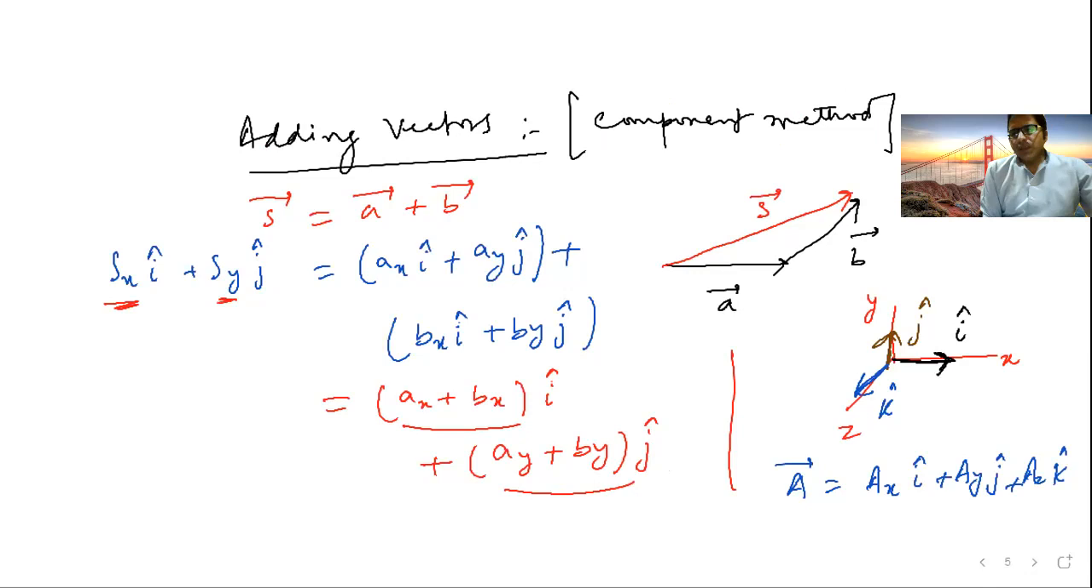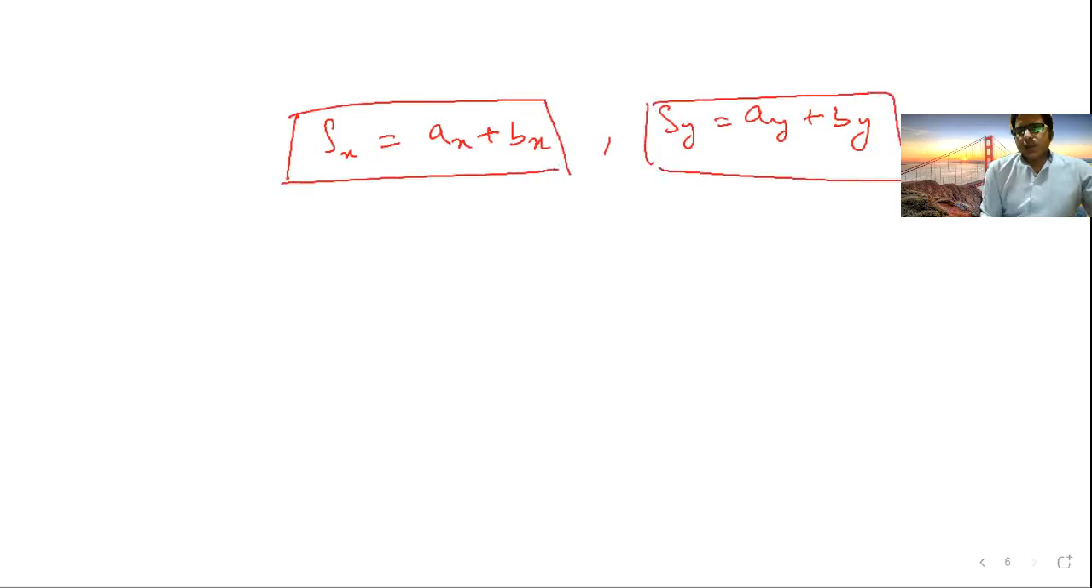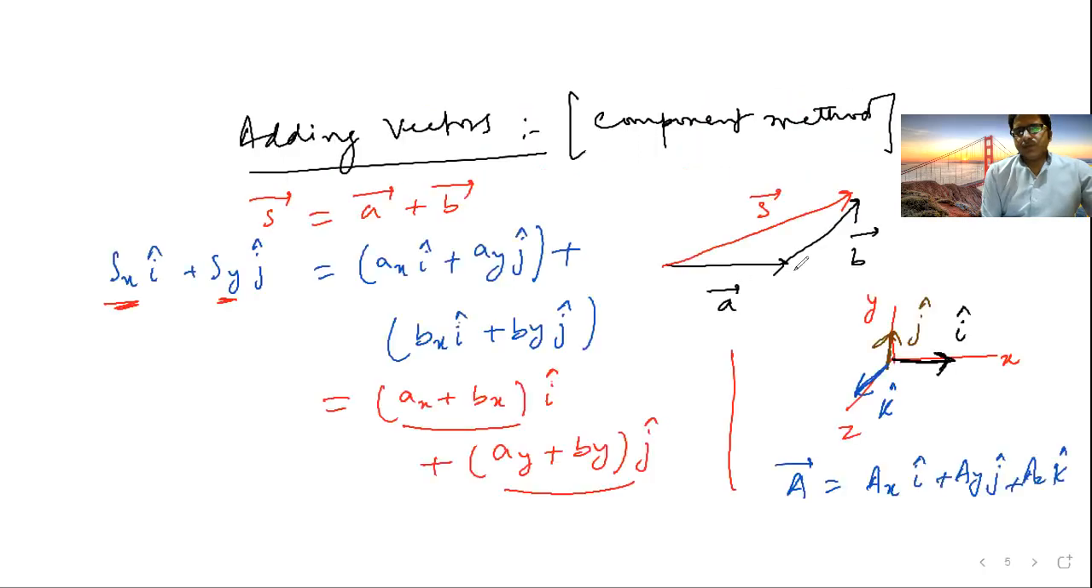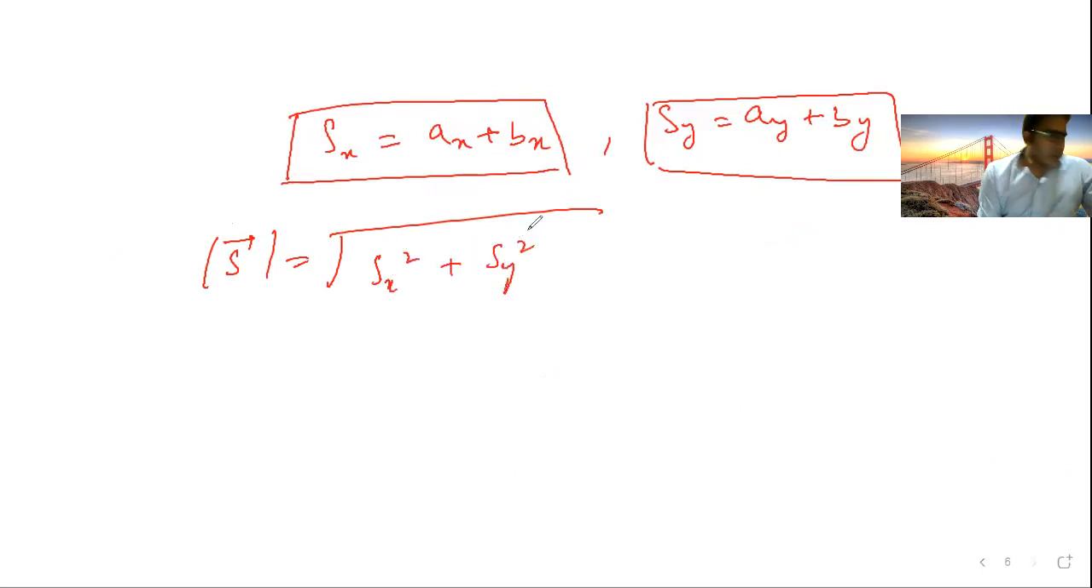Right? Now that means if you add the x components of A and B, you will get the x component of the resultant, and by adding the y components of A and B, you will get the y component of the resultant. Also we know the magnitude of S will be under root sx square plus sy square.